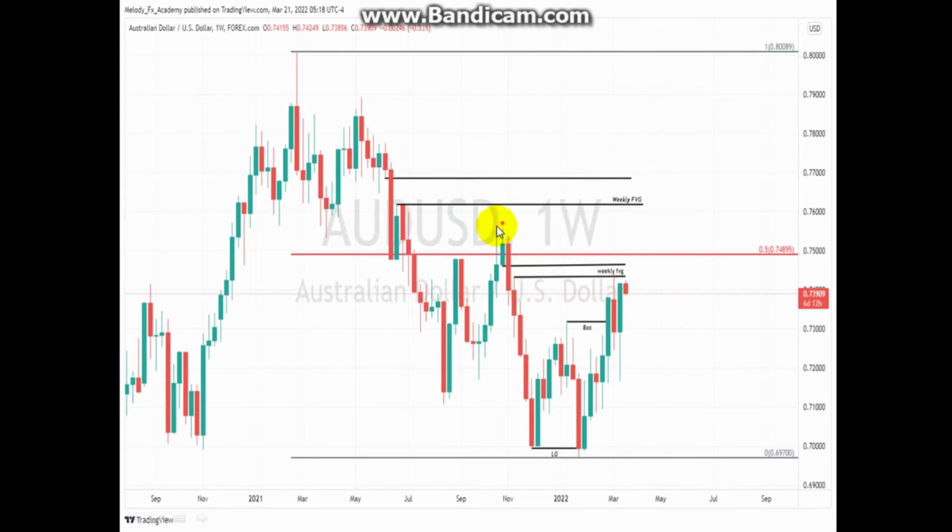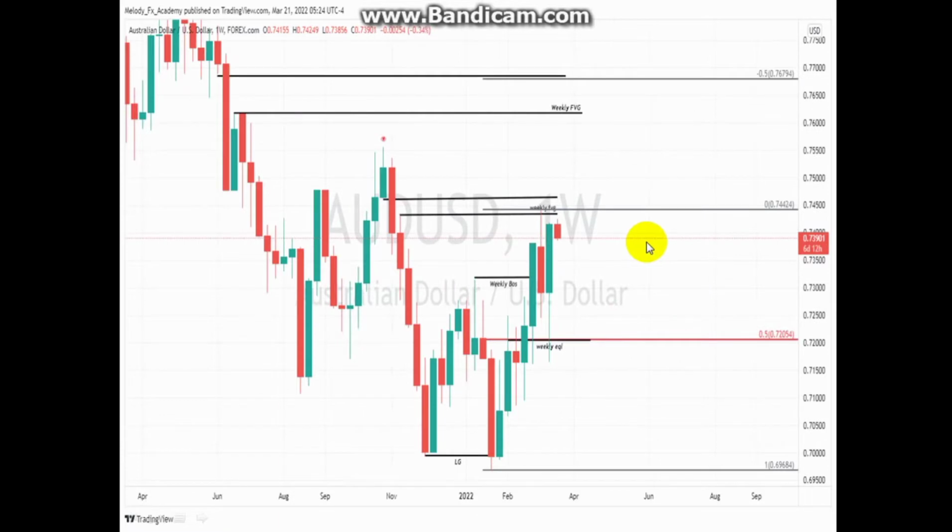This is our first premium array, and probably this is our next draw on liquidity. So price is currently wishing for one of these two places, one of these two levels. This is what I want to do: I'm going to be sticking with the bullish bias for this week. My bias for this week is bullish.